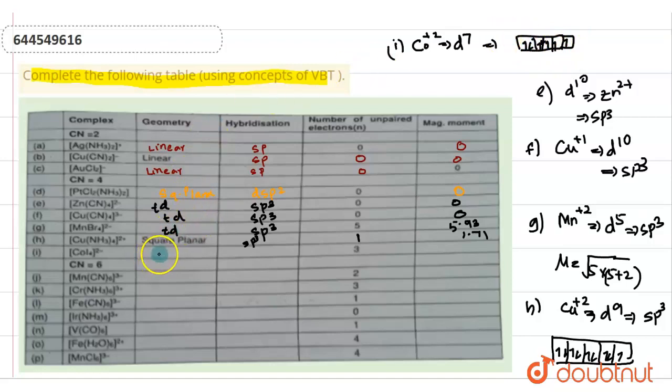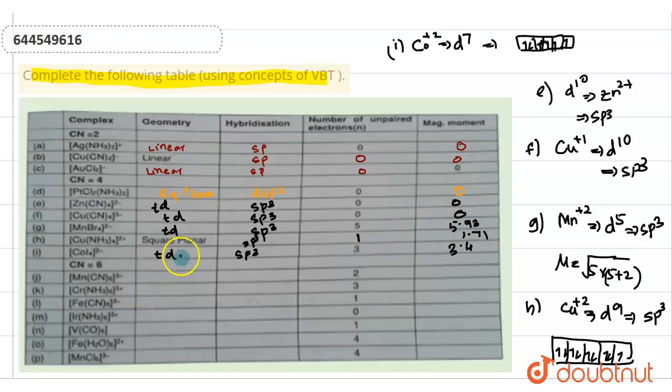So the hybridization will be sp3, 3 unpaired, sp3 hybridized orbital. So it will have tetrahedral shape, and it will have 3 unpaired electrons. So the magnetic moment will be root 3 into 5, which will be around 3 point something. So that will be the answer.